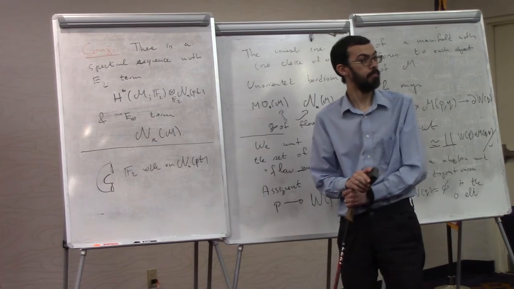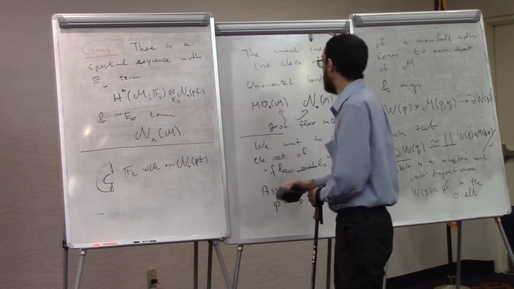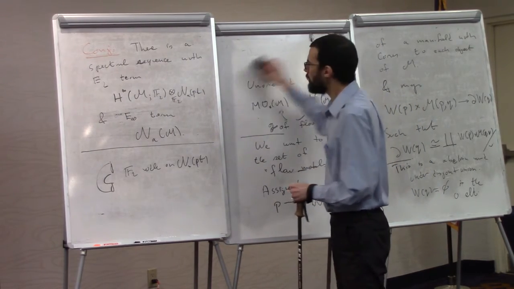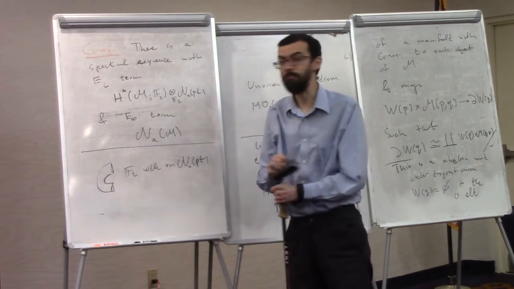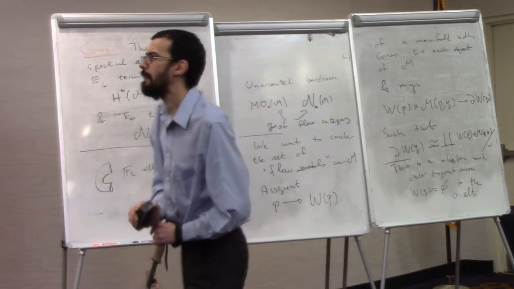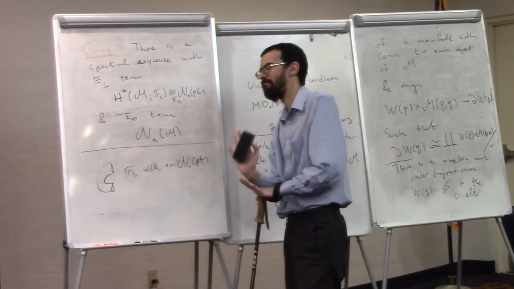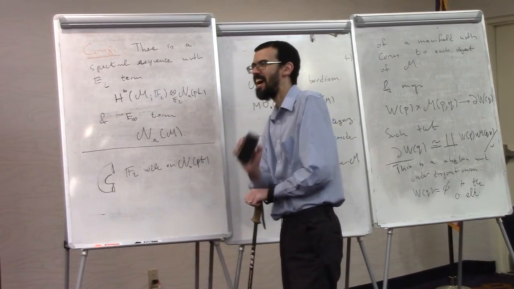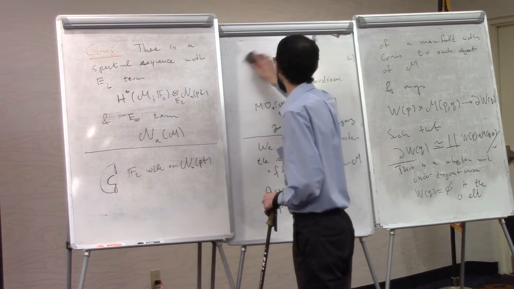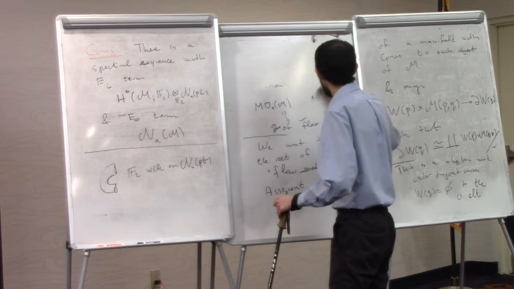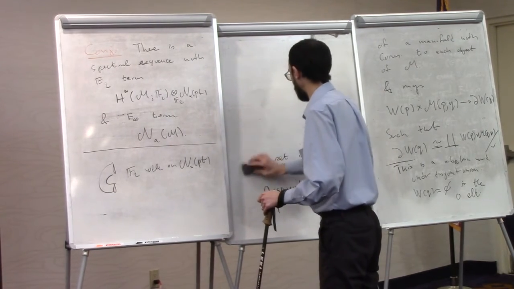Questions before I keep going? Okay, so this spectral sequence is convergent in the non-filtered case. In the filtered case, I'm not so sure, and in fact, I expect that it's not convergent. So now what I want to do is talk about some variants of this story.